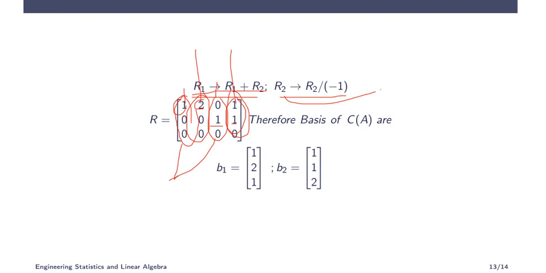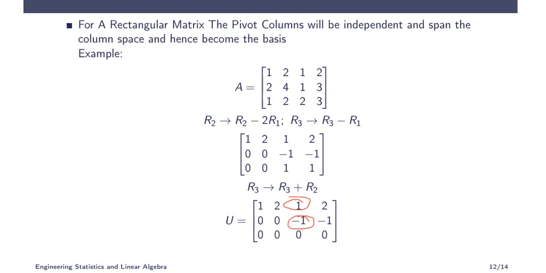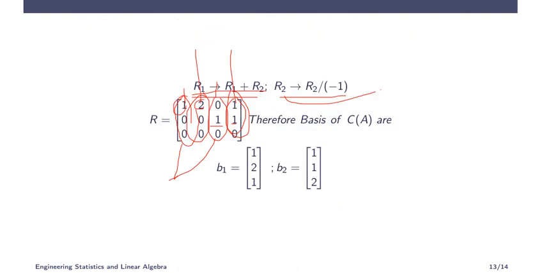So any vector in this will produce C of A. So we have the first and third column, which are pivot columns. The first column is 1 2 1 and the third column is 1 1 2. They are linearly independent and they span C of A. That is why the basis of C of A are the first and last columns.